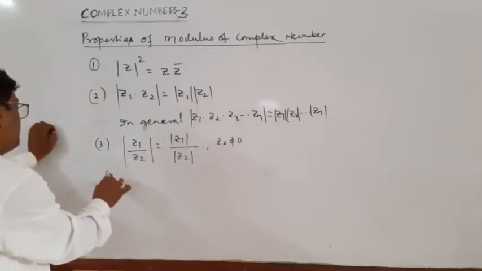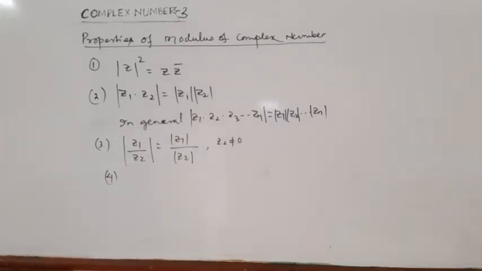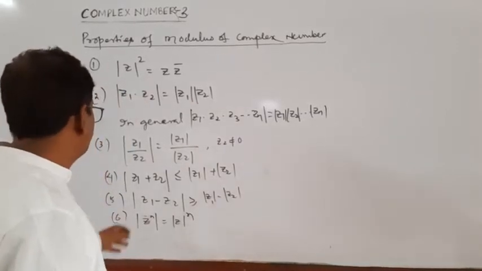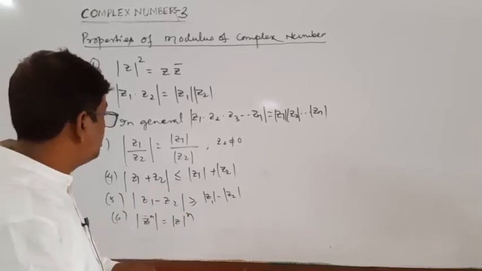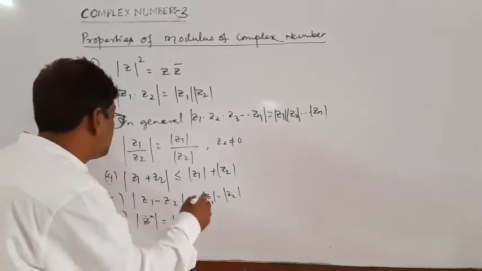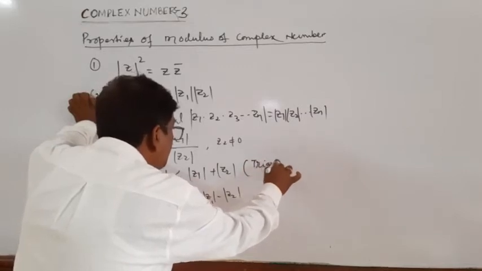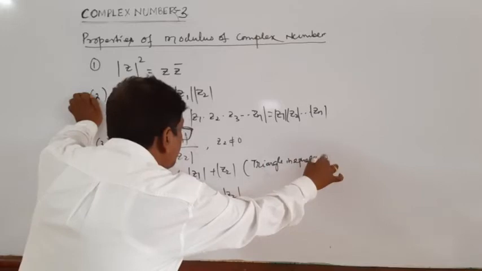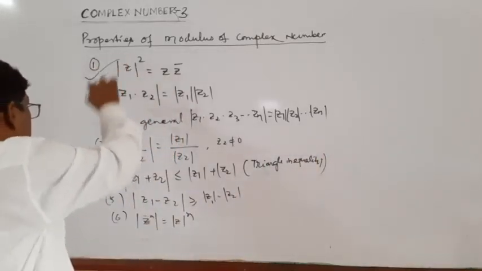Now property number 4. These are the properties of modulus of z. Mod of z1 plus z2 is less than or equal to mod z1 plus mod z2. This is called the triangle inequality. Now the proof of these properties, property 1 is already discussed.